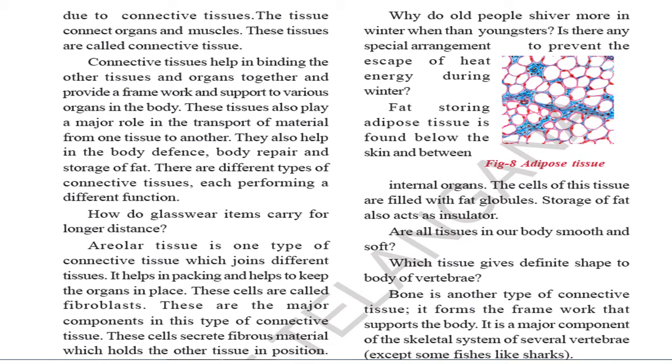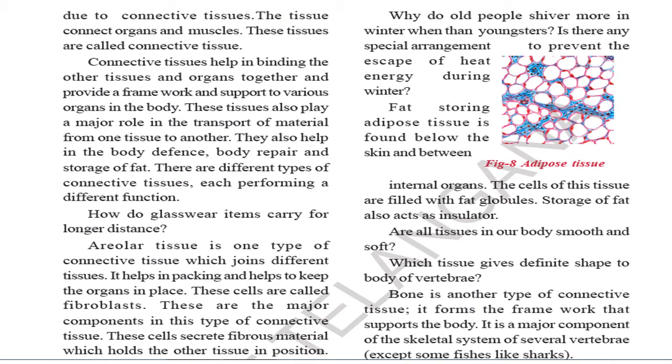Areolar tissue is one type of connective tissue which joins different tissues. Areolar tissue helps in packing and helps to keep the organs in place. These cells are called fibroblasts. These are the major components in this type of connective tissue. These cells secrete fibrous material which holds other tissues in position.